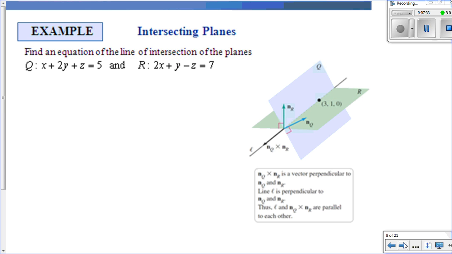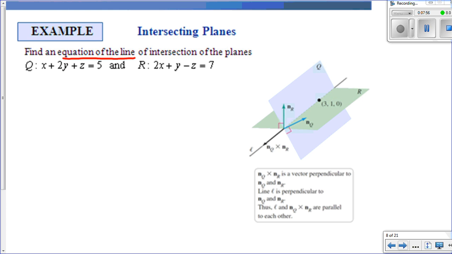Now, to find the equation of the intersection of the two planes, we need to find two things. We're looking for an equation of a line. The equation of the line requires a point on the line and a vector that's parallel to the line.